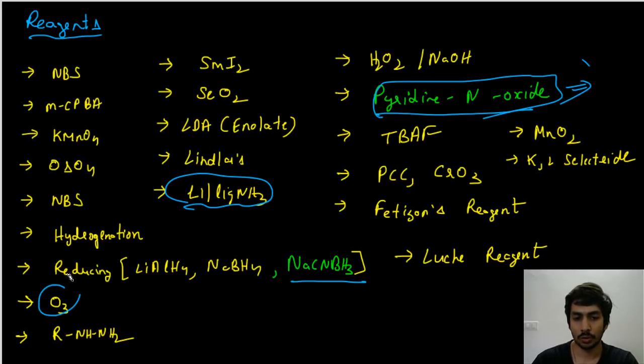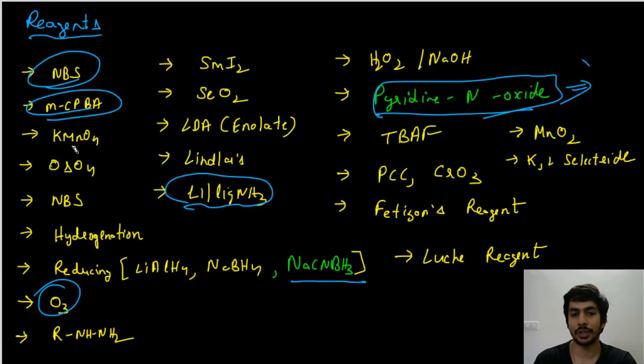Then ozonolysis, O3, very frequently asked. Okay, ozonolysis. Then NBS is a very popular reagent. MCPBA is a very popular reagent. Why are these popular reagents? Because they lead to chemoselective reactions, or they might lead to regioselective reactions, right?